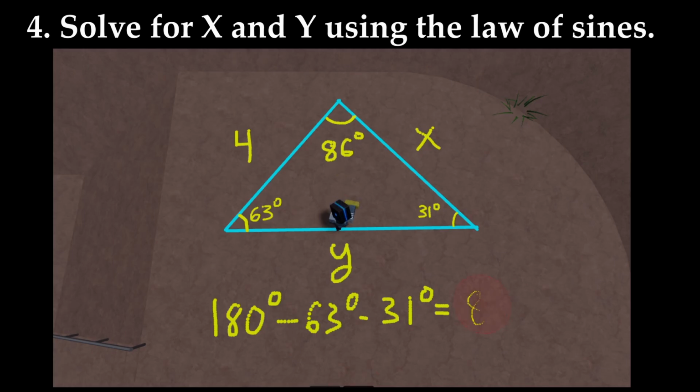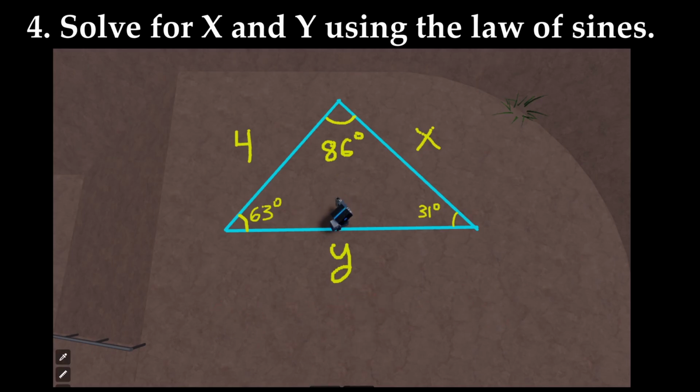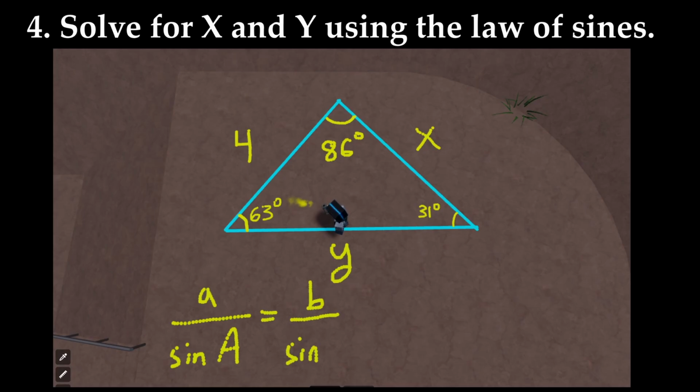Now we can apply the law of sines. So I'm just going to rewrite the law of sines again really quickly for us. It states that if you have A divided by sine of big A, that is equal to B divided by the sine of B, where A and B are the sides, and big A and big B are just the angles that are opposite to sides A and B, respectively. So now I can fill in numbers.